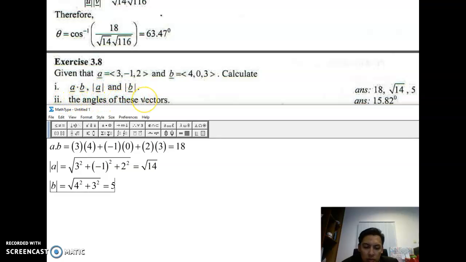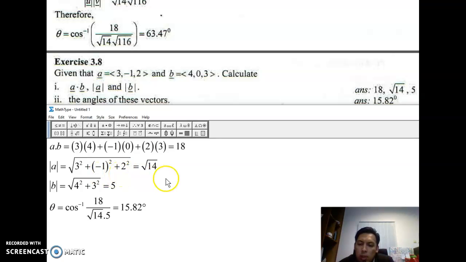Find the angle of these vectors. So remember the formula of the angle: theta equals cos inverse of the dot product, which is 18, over the length of A times the length of B. So we have 14 times 5, which will give us 15.82 degrees.